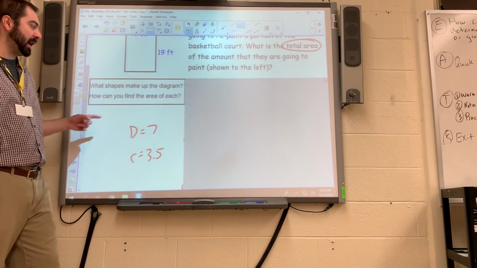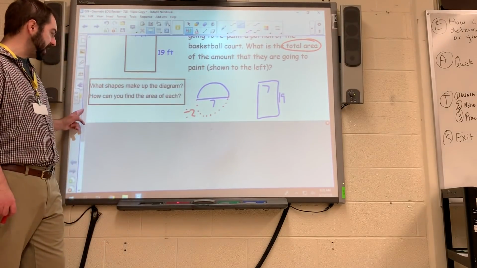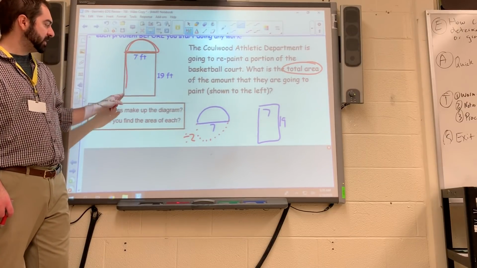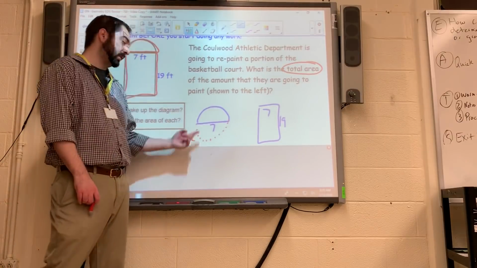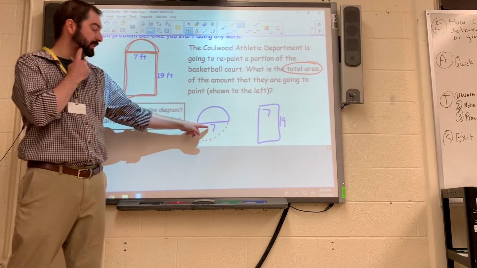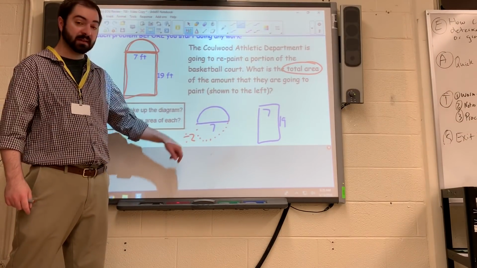Well, first thing, how can I find the area of each piece? The first thing I did was I broke the shapes apart. So again, here's my semicircle, here's my rectangle. All I did was take them out and redraw them. So again, we have a semicircle. Right here, this line's going straight through it. That is our diameter, but we have a half circle. So again, I put a little reminder, hey, I got to divide something by 2.